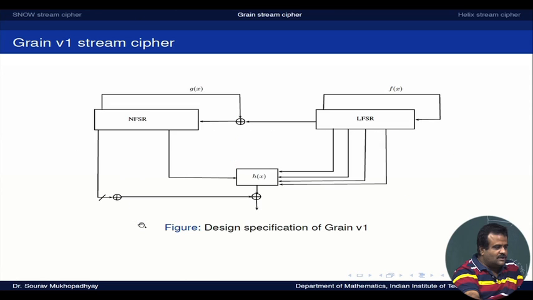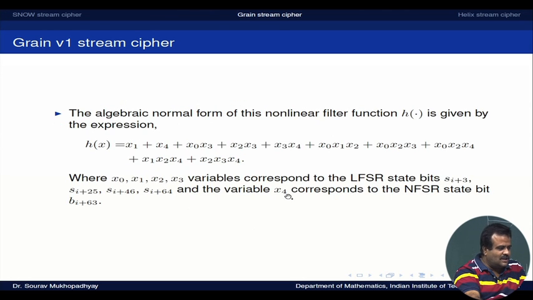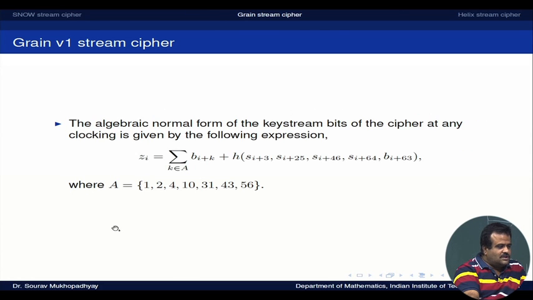the 63rd position. Among these 8 bits, the 63rd bit is one of the inputs in H. So that is our x4, and this is the function of this. This is also a nonlinear function. We have some nonlinear terms over here. So this is making us Zt. So Zt is basically the algebraic normal form of the key stream bit of the ciphertext after clocking.